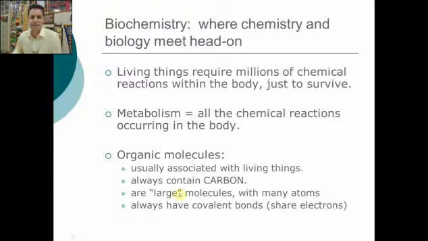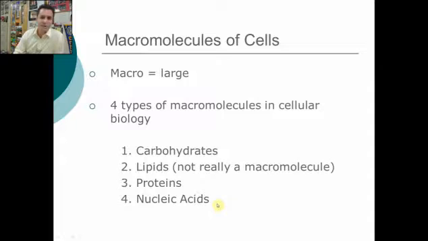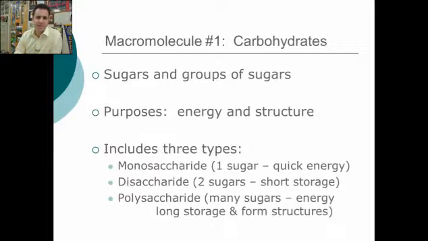The main element that you'll see found in all these various macromolecules is carbon in large amounts. These large molecules have many different atoms, and they're all bonded with covalent bonds. Maybe that sounds familiar from chemistry. Macromolecules, macro just means large, and there's four types that we're going to talk about here right now. Carbohydrates, lipids, which are actually not really macromolecules, which I think is stupid, but they're not really macromolecules, textbook definition. Proteins, and nucleic acids.